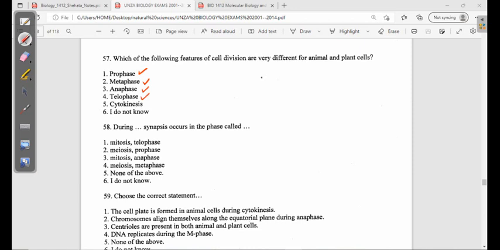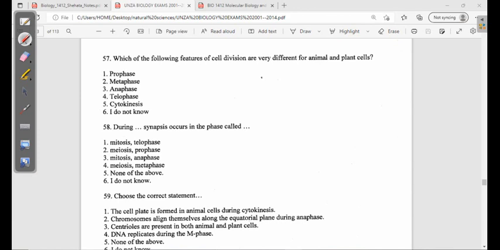Now, cytokinesis is different between plants and animals. For plants, for the cytoplasm to divide, it is going to form what is called the cell plate. Okay, that's a cell plate. And in animals, there will be the cleavage furrow. That is what differentiates cytokinesis in plants and animals, the division of the cytoplasm after telophase.